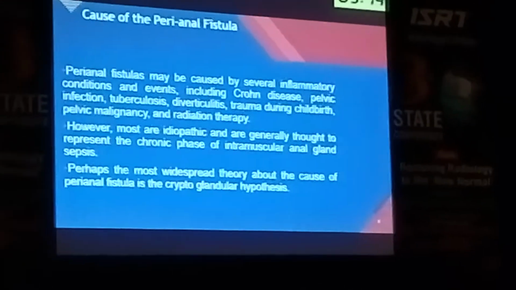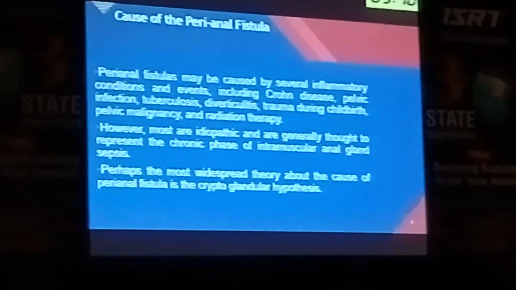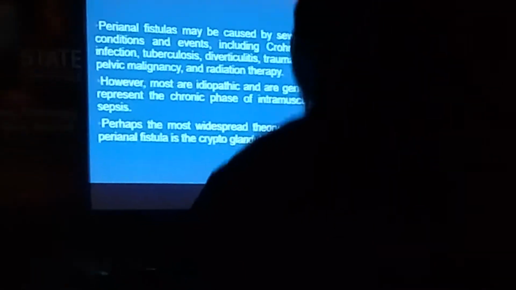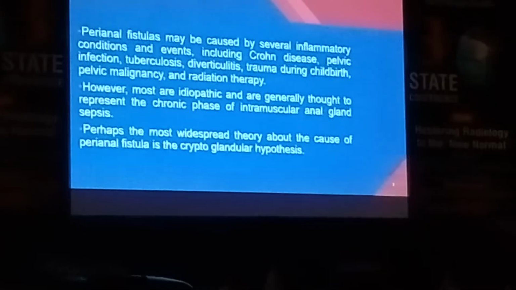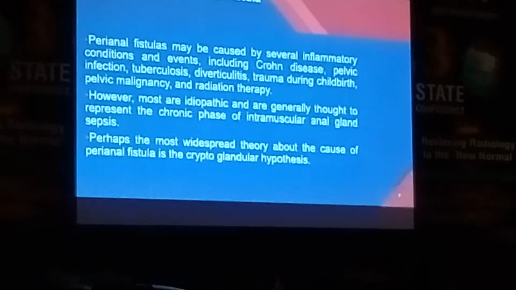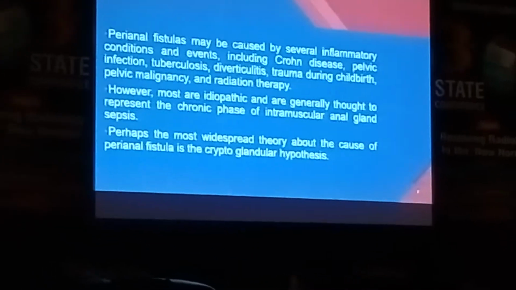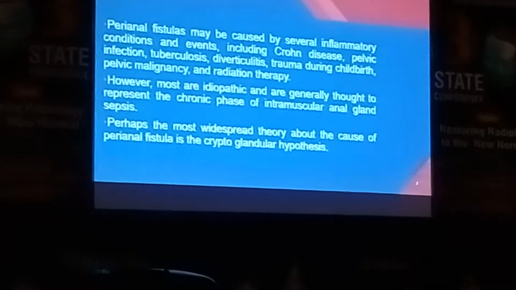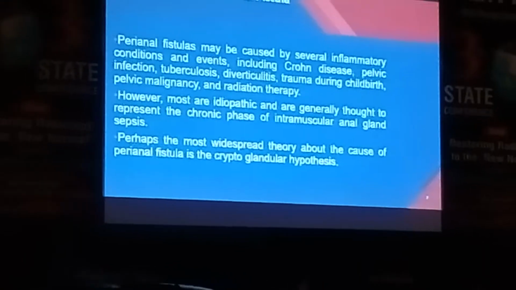Cause of the perianal fistula. We all know that mainly infection is the main cause of anal fistula. So perianal fistula may be caused by several inflammatory conditions and events, including Crohn's disease, pelvic infection, tuberculosis, diverticulitis, trauma during childbirth, pelvic malignancy, and radiation therapy. However, most are idiopathic and are generally thought to represent the chronic phase of intramuscular anal gland sepsis.